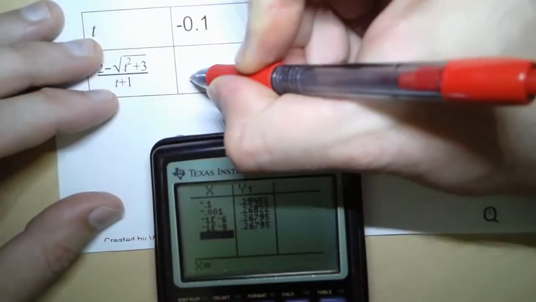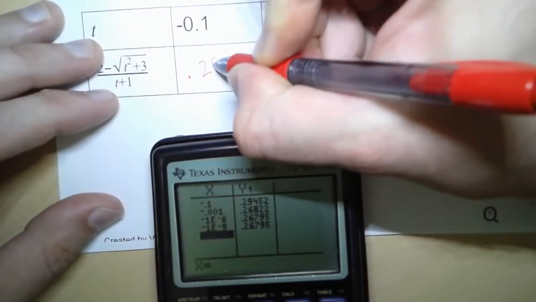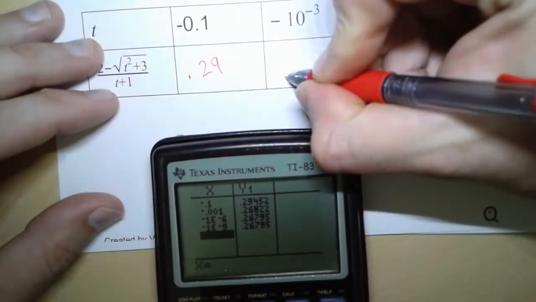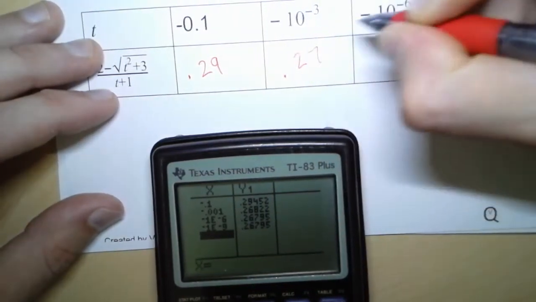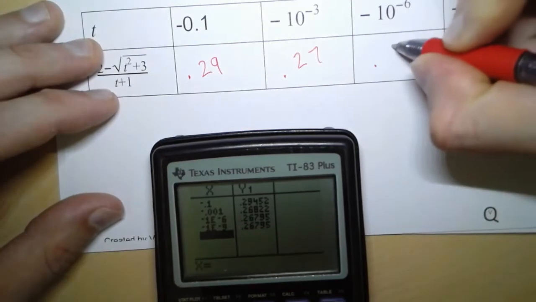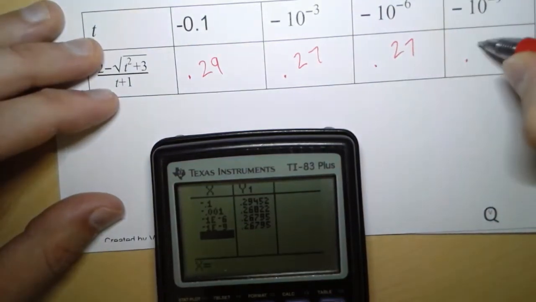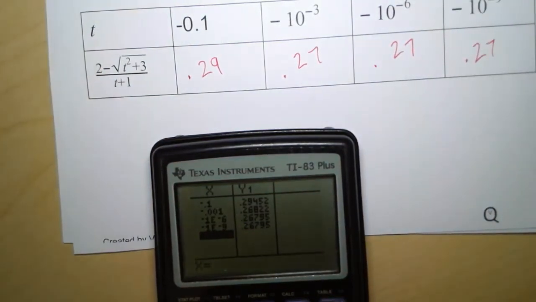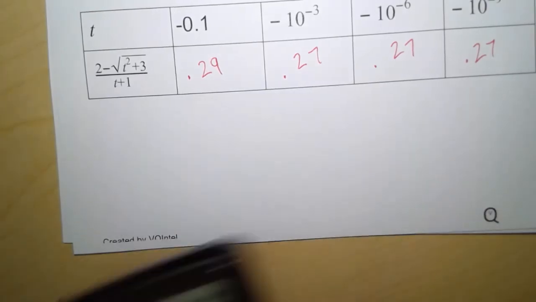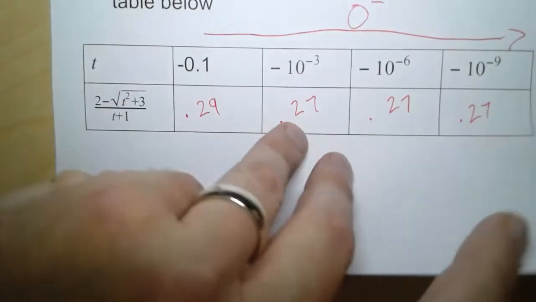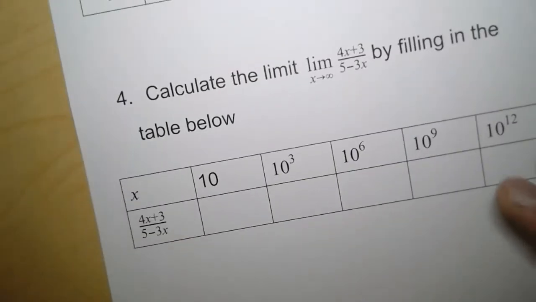So we'll just write this in as 0.27. If your teacher asks for more decimals, that's fine. The calculator will give you more. All right, so let's look at the next one.